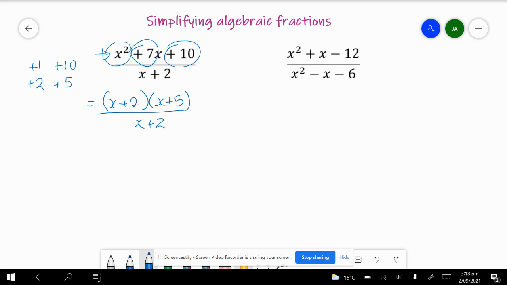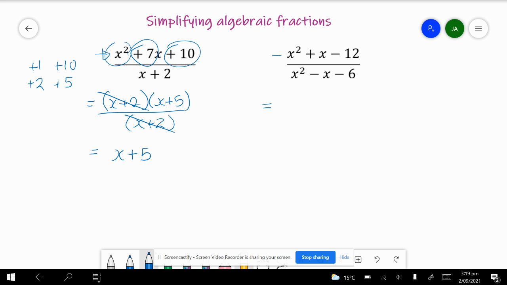Okay, we can also put brackets around the x plus 2, so it doesn't change the meaning of it. Can you see that we now have two things on the top line multiplied together? And so we can cancel out now. So we can cancel that x plus 2 with that x plus 2 on the bottom, and we're left with x plus 5.